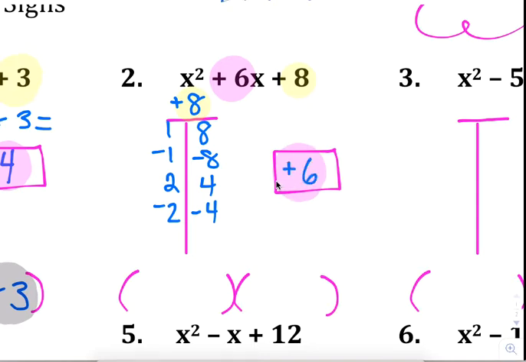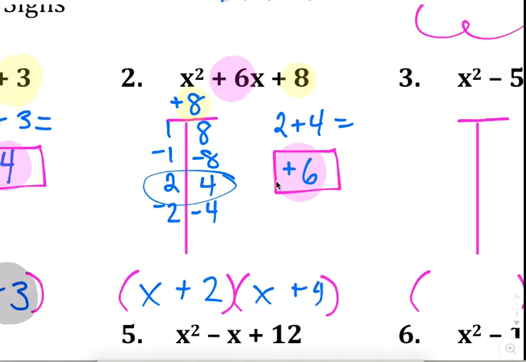So out of all of my pairs, which would add up to make 6? This guy. 2 plus 4 makes 6. Both of those numbers are positive, so we're going to say x plus 2 and then x plus 4. If they were negative, we would use minuses, but right now they match.